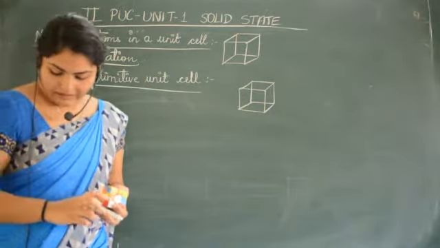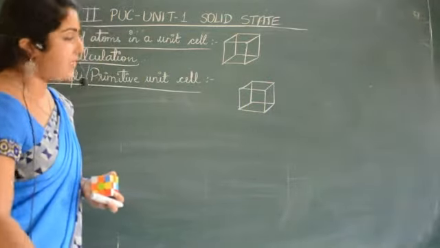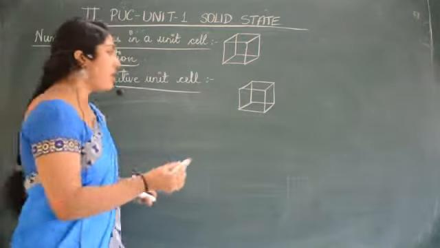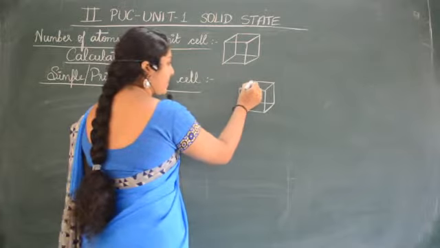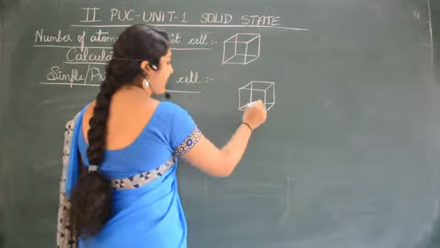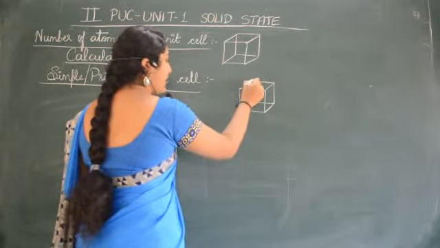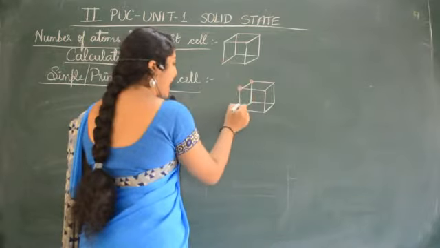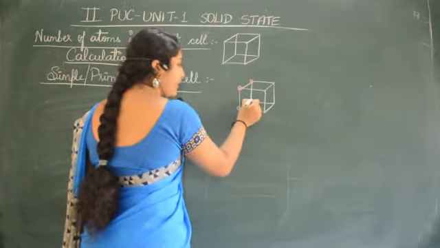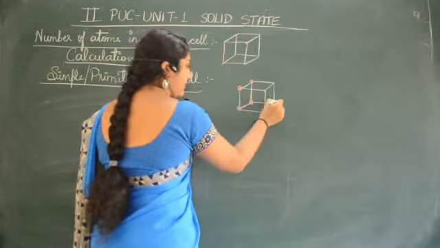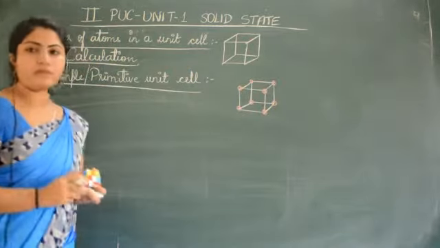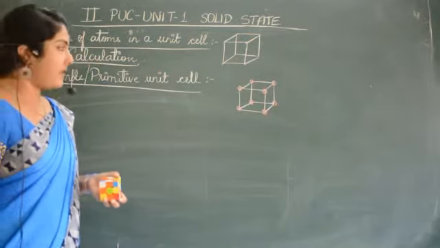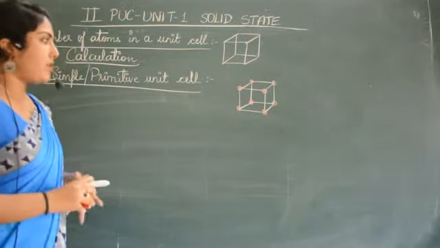Now let me use a different color to indicate the corner atoms. Corner atoms, how many corners are there? 8 corners. I've told you: 1, 2, 3, 4, 5, 6, 7, 8. At the corner there are atoms present in a primitive unit cell, right? Only at the corners. Hope you're getting it.